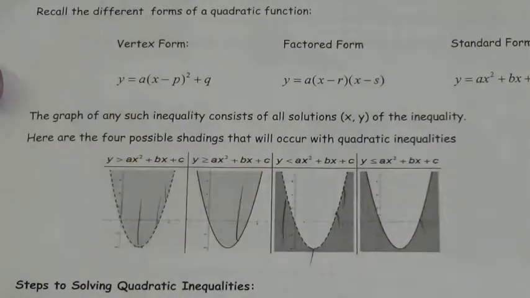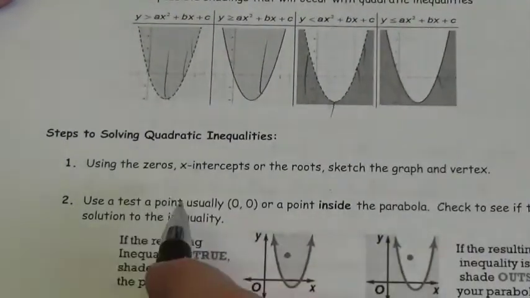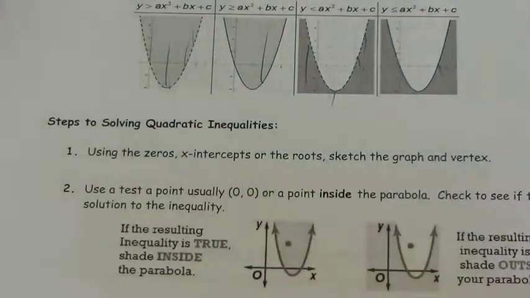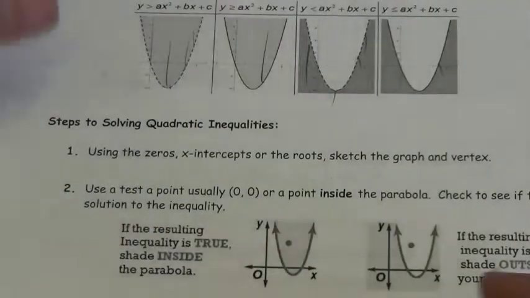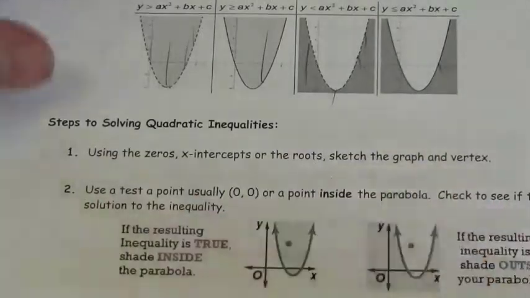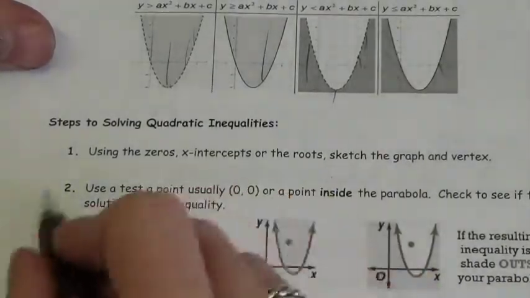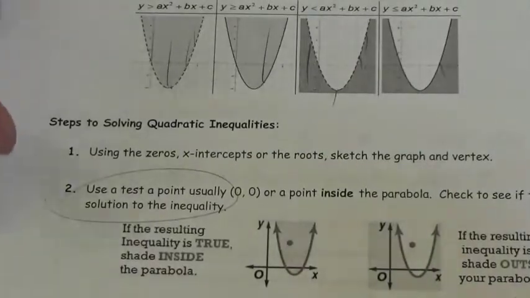Now, we can use zeros, we can find the roots, sketch the graph using the vertex and whatnot. There's multiple different ways you can sketch those parabolas. You've already gone through it. And when I go through the examples here, I'll bounce back and forth between a couple of different methods. And then you can use the test point if you want to test to see whether or not you're going to shade above or below the parabola.